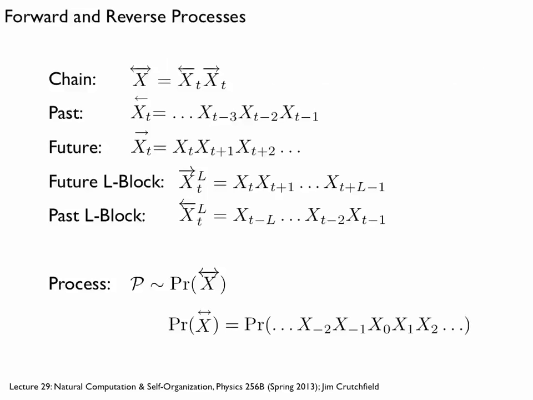Again, just to set the notation, we have a bi-infinite chain of random variables, past and future. And we look at blocks from time t going forward L steps, or past blocks of length L that come up to but do not include time t. Our objects of study again are processes that are distributed according to this huge bi-infinite joint distribution. Okay. The goal here is to get around using that by building models.